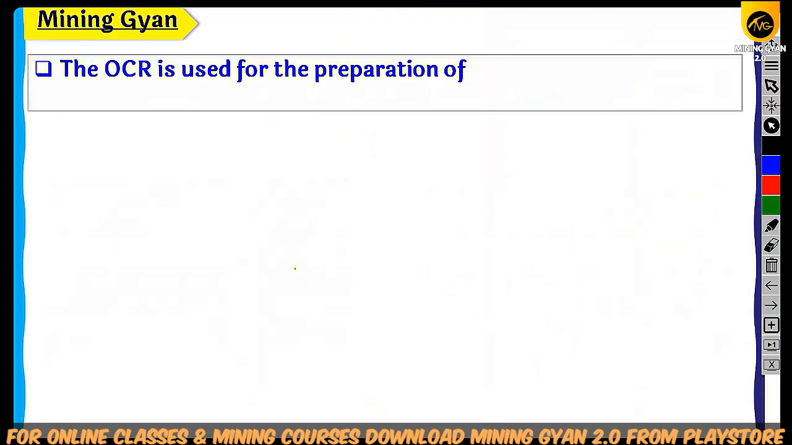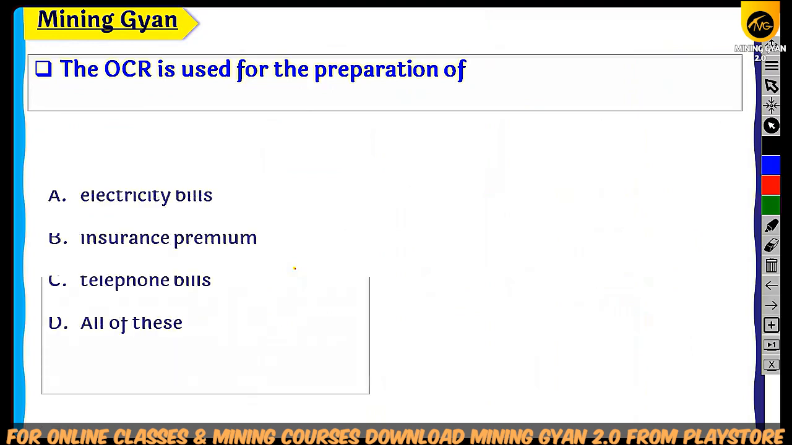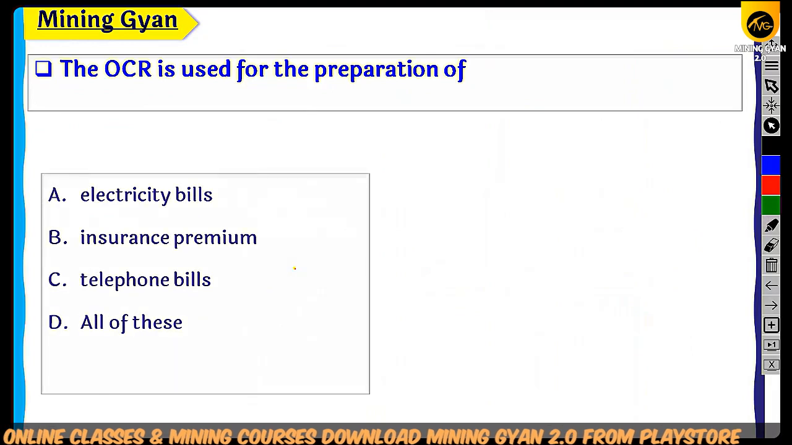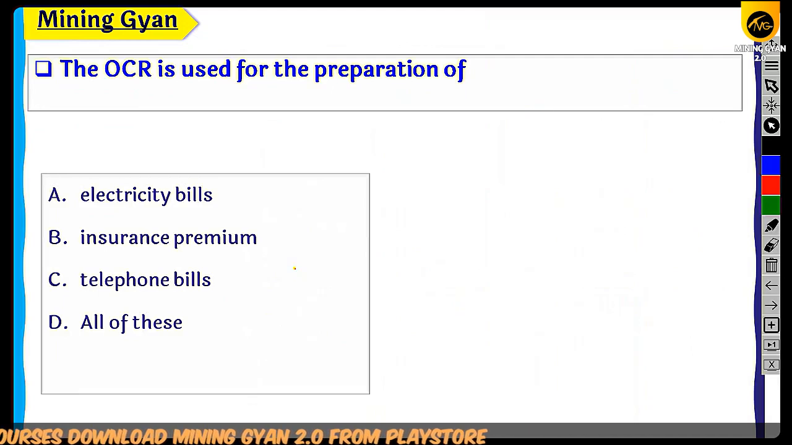Now the next question: OCR is used for the preparation of electricity bills, insurance premium, telephone bills, or all of these. Basically, what things is OCR used for? OCR can be used for electricity bills, insurance premium printing, and telephone bills printing. So option D will be the correct answer, all of this.